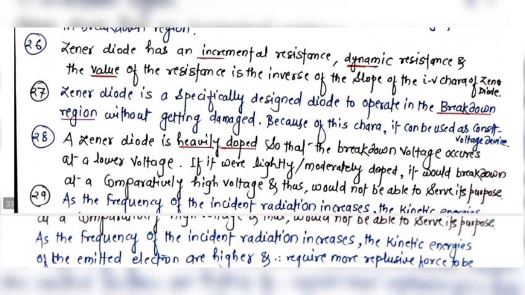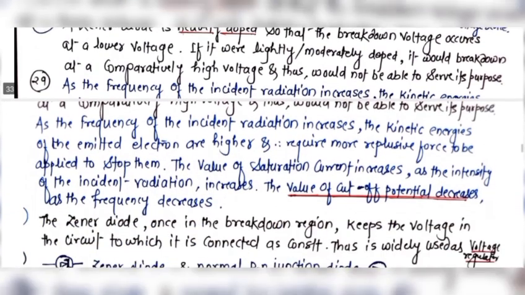A Zener diode is a specifically designed diode to operate in the breakdown region without getting damaged. Because of this character, it can be used as a constant voltage device. A Zener diode is heavily doped so that the breakdown voltage occurs at a lower voltage. If it were slightly or moderately doped, it would break down at a comparatively high voltage and thus would not be able to serve its purpose.